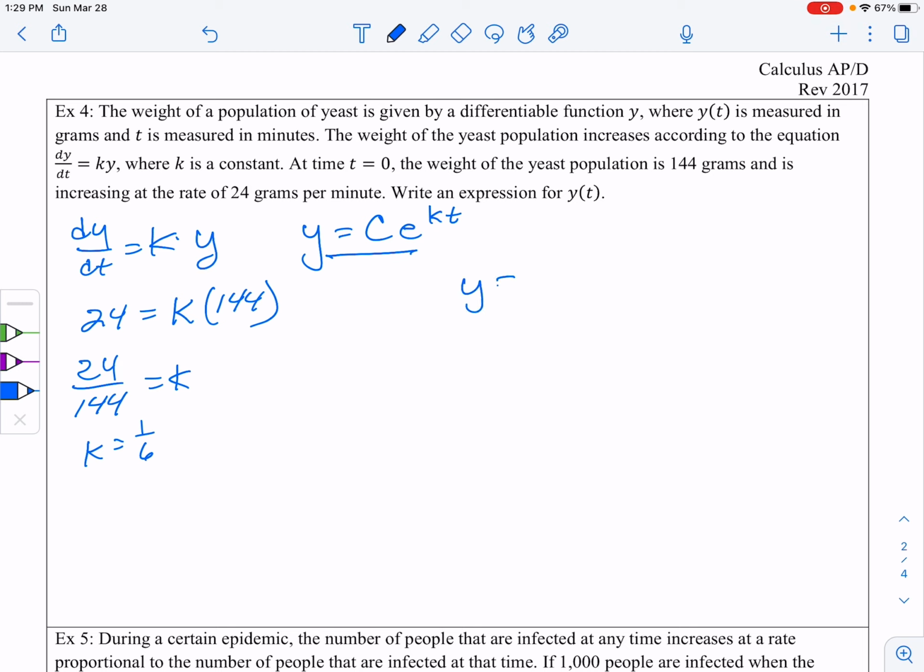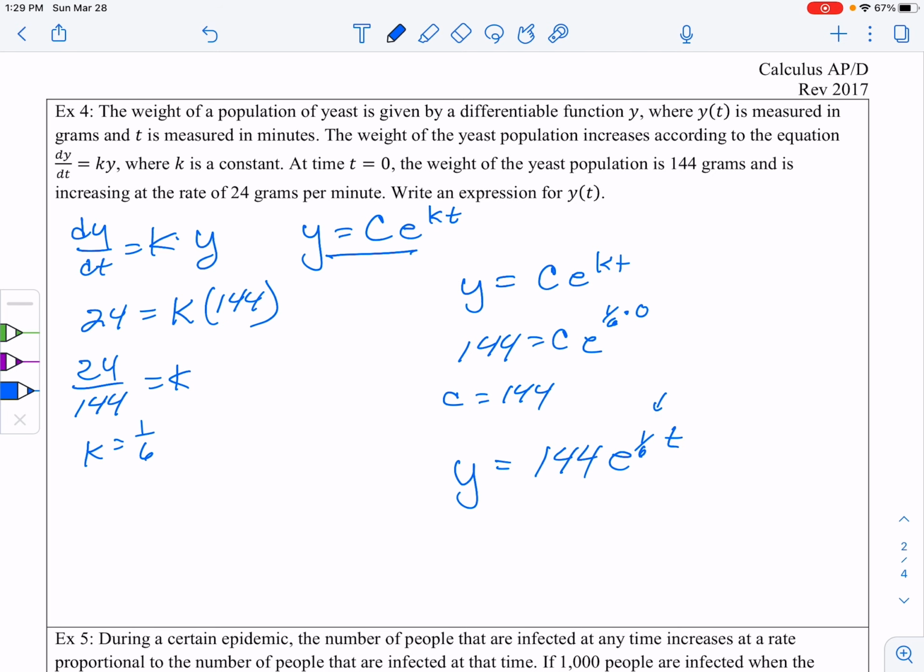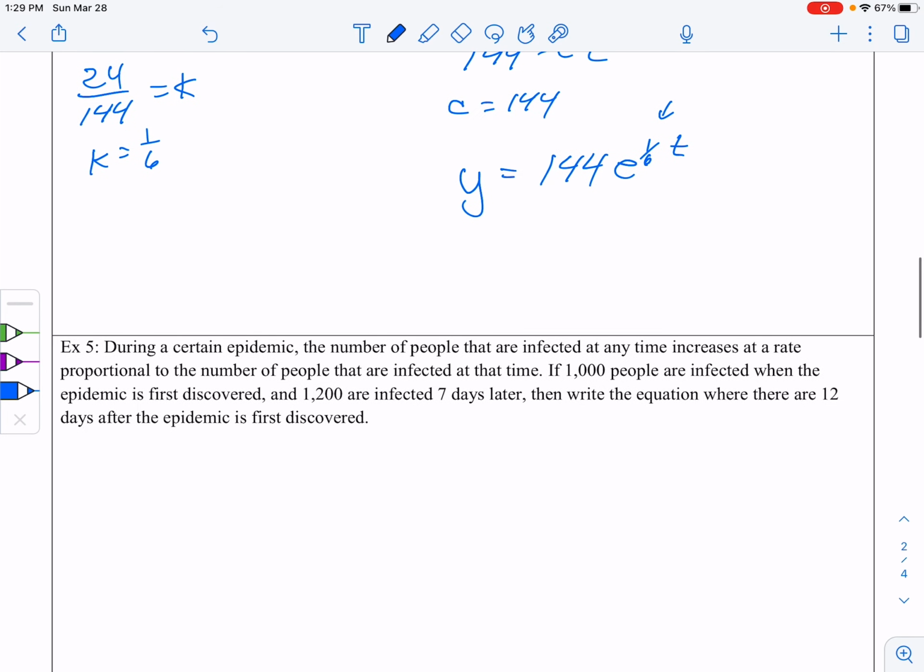So y is going to equal c e to the kt. I have 144 equals c e to the 1/6 times 0. So my initial amount is 144, which we sort of already knew. So my equation is y equals 144 e to the 1/6 t. And that's your constant for yeast. That's a 6.